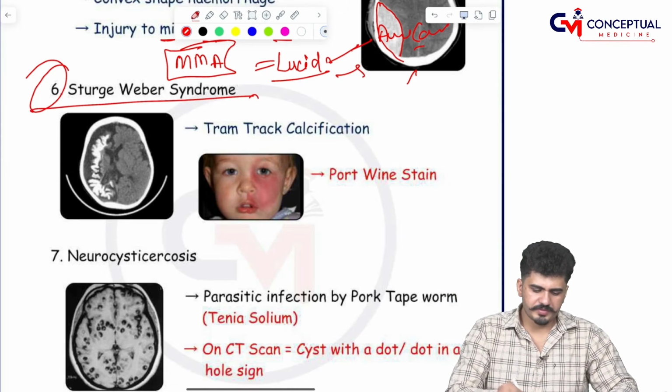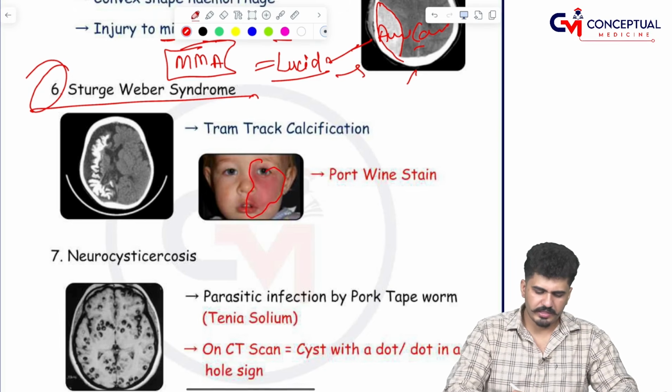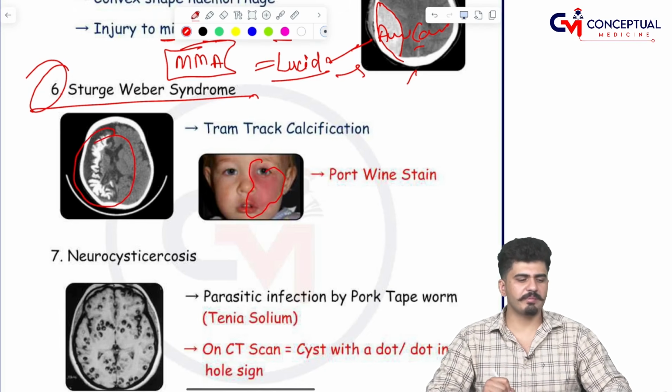Now sir, Telv syndrome, you are going to see the port wine stain right here sir, plus you are going to see the tram tract calcification. Tram, typical feature.